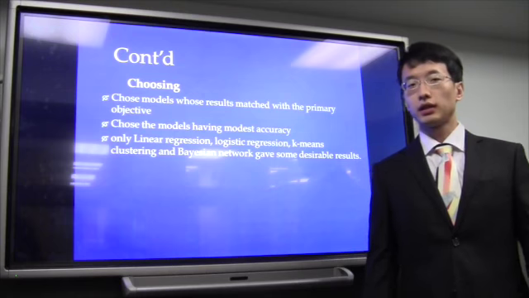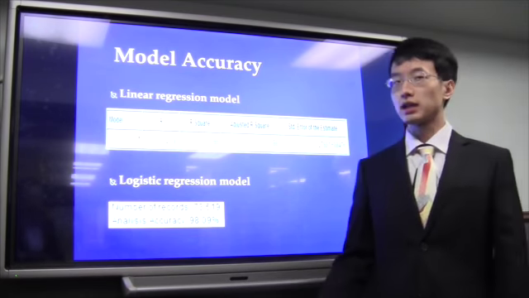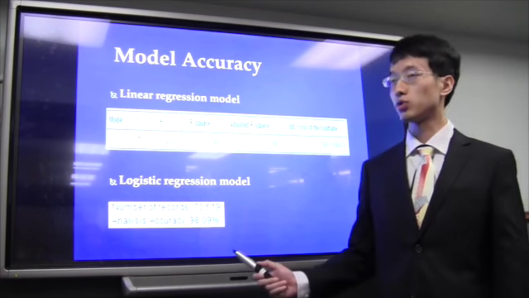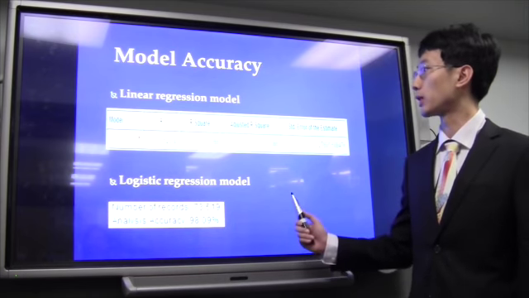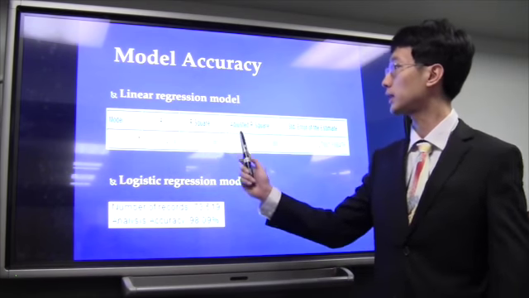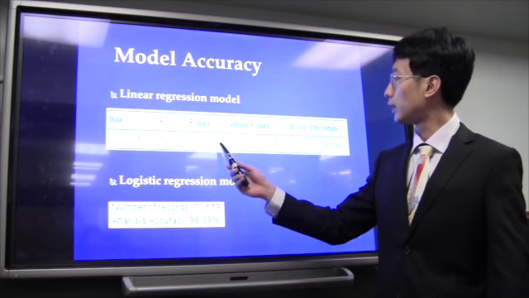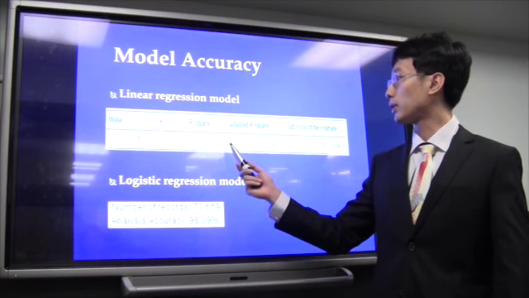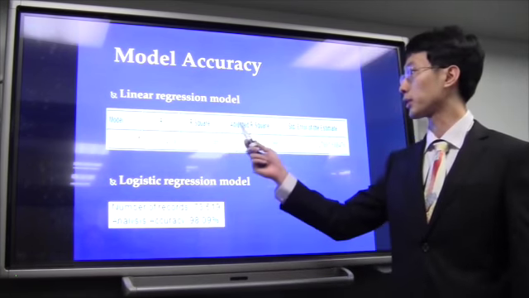Thanks, Ashish. Now I'm going to talk about our model assessment and result analysis. In our assessment, we divided into two parts: one is the model accuracy, one is the predictive importance. First, the accuracy of the linear regression model. We got an R squared of 0.388, which means 38.8% of the response variation has been explained by our linear regression model.